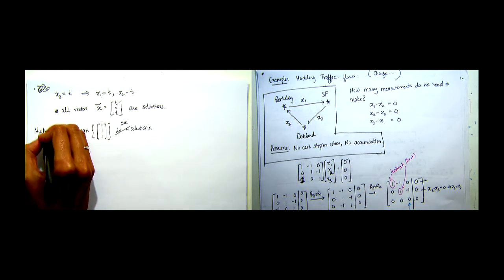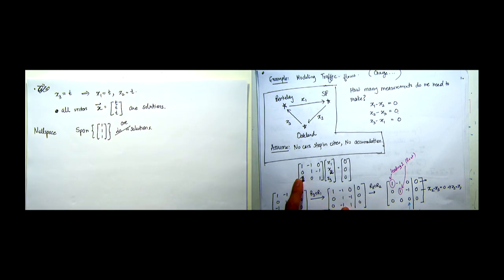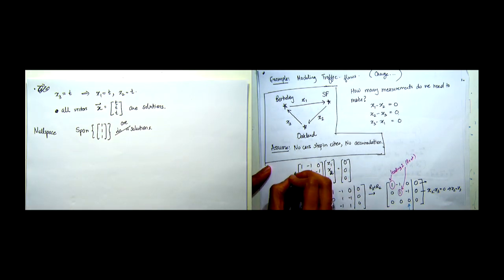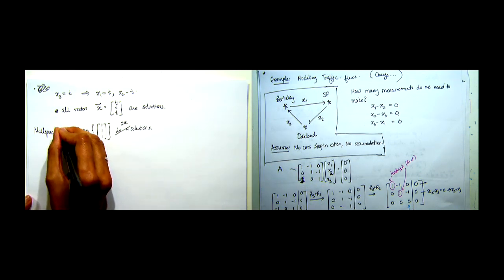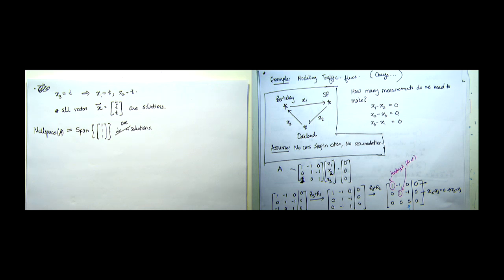Now, I can also write this as, therefore, the span of the following vector, 1, 1, 1, is a solution. Or are solutions. And in fact, the null space of this matrix A, if you call this matrix A, this null space is equal to this span.